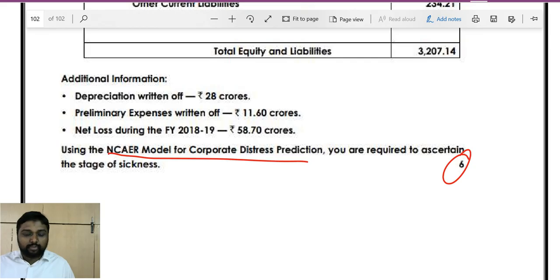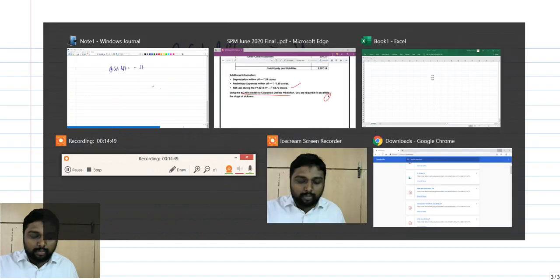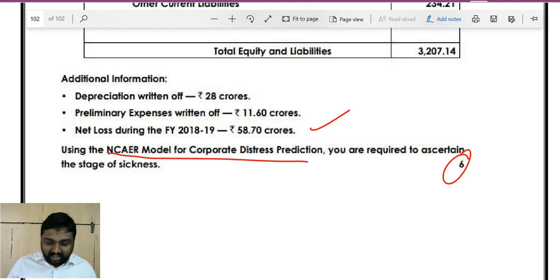What is cash profit? The net loss during the financial year is already given. So the net loss for the year is 58.7. Now the non-cash expenses. I think they have edited the last sum, because the numbers resemble the same.